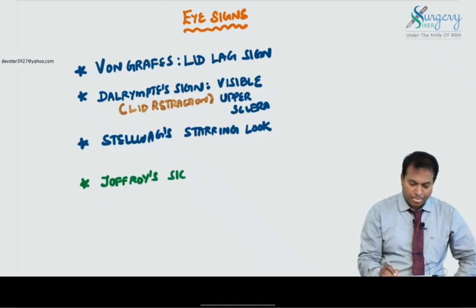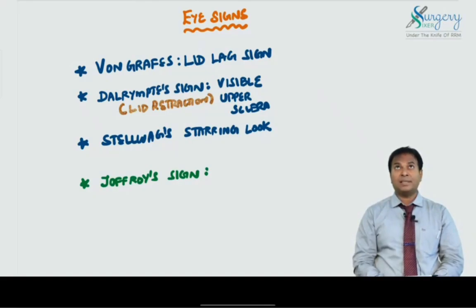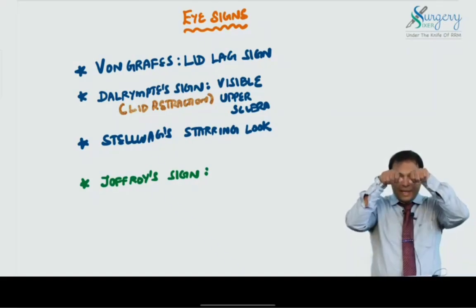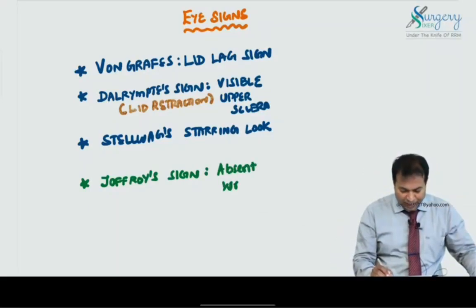Then comes a very important sign known as Joffroy's sign. In Joffroy's sign, you keep the patient's head fixed and ask him to look at the ceiling. If I look at the ceiling, I will wrinkle my forehead like this and look up. But if you ask these patients to look up, their eyeballs are already outside, so they just look up without wrinkling. That is the absent wrinkling sign.